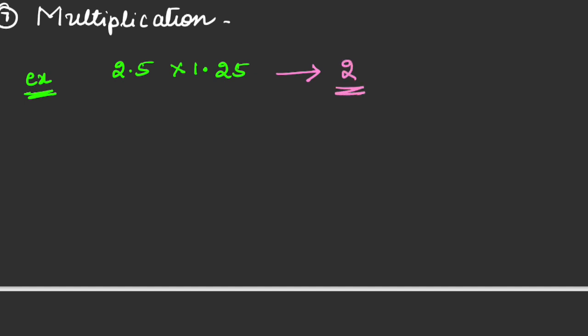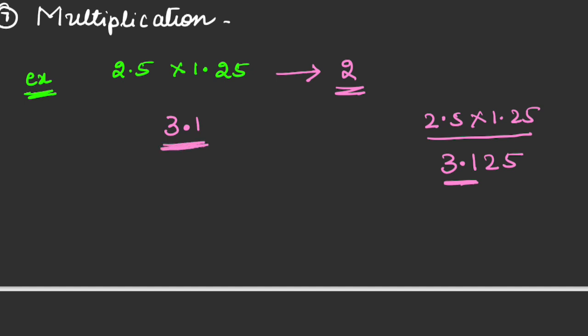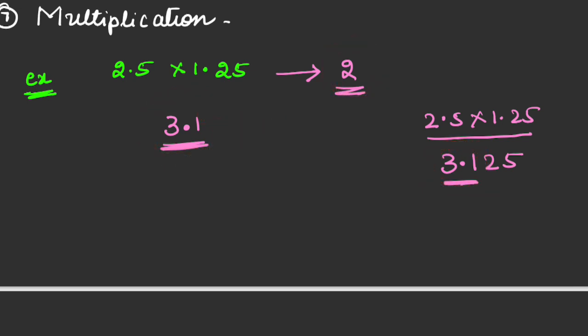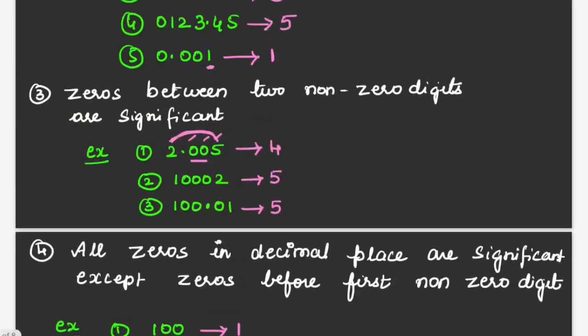So if you multiply 2.5 into 1.25, the answer you will get is 3.125. But the number of significant figures you have to write here is 3.1, because the least number out of these 2, the least digits, is 2. Therefore you have to write only 2 digits. So 3.1 will be the answer, and the number of significant figures will be 2. Is that clear? So now we are going to solve this question.